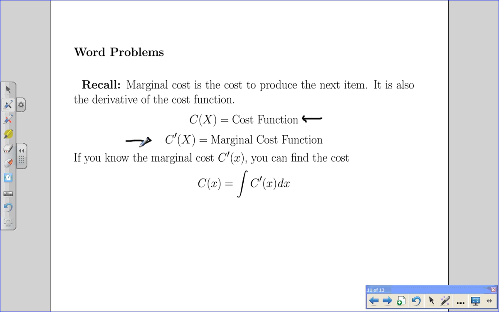So if you happen to know the marginal cost, the cost to produce the next item, you can simply integrate that to find the cost function. And that's what we have down here. So if you know the cost, you can take the derivative to find the marginal cost. If you know the marginal cost, you can use the integral to find the cost.